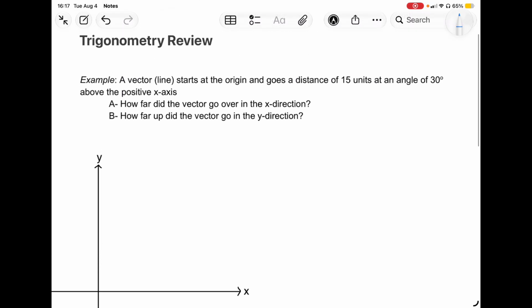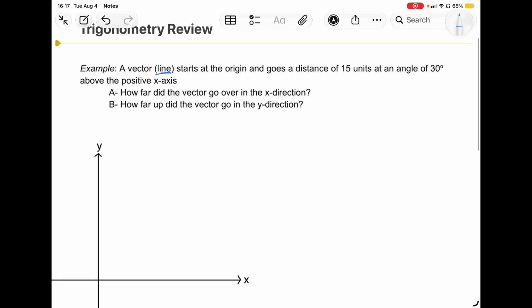We have a vector or a line that starts at the origin and goes a distance of 15 units at an angle of 30 degrees above the positive x-axis. So in our typical Cartesian plane, the positive direction is usually to the right on the x-axis, and the positive direction in the y-axis is usually upward, right? So we are going to get rid of those things I just drew.